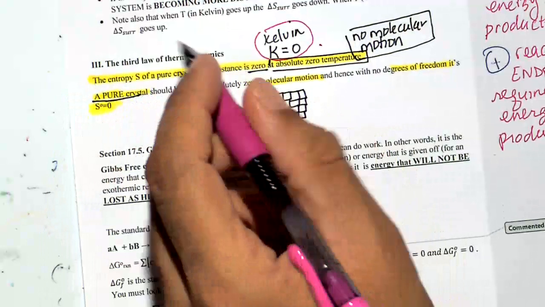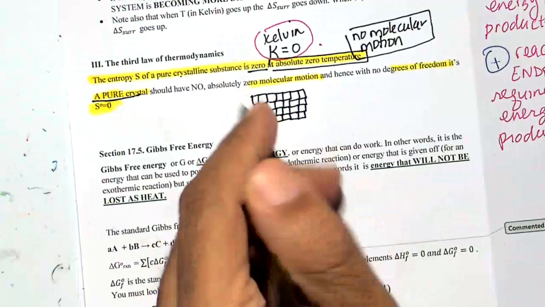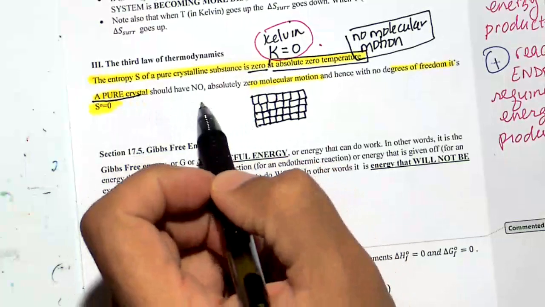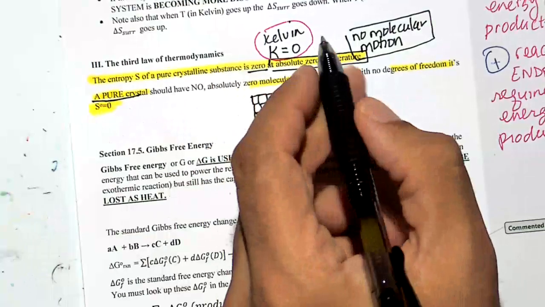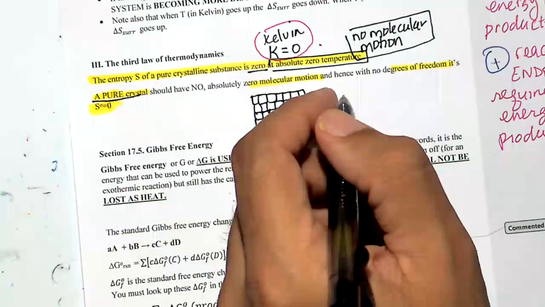The more pure it is, the more ordered it is. The real thing is that you really can't get to this state. You can get to absolute 0, but can you get a pure crystal? The answer is no.